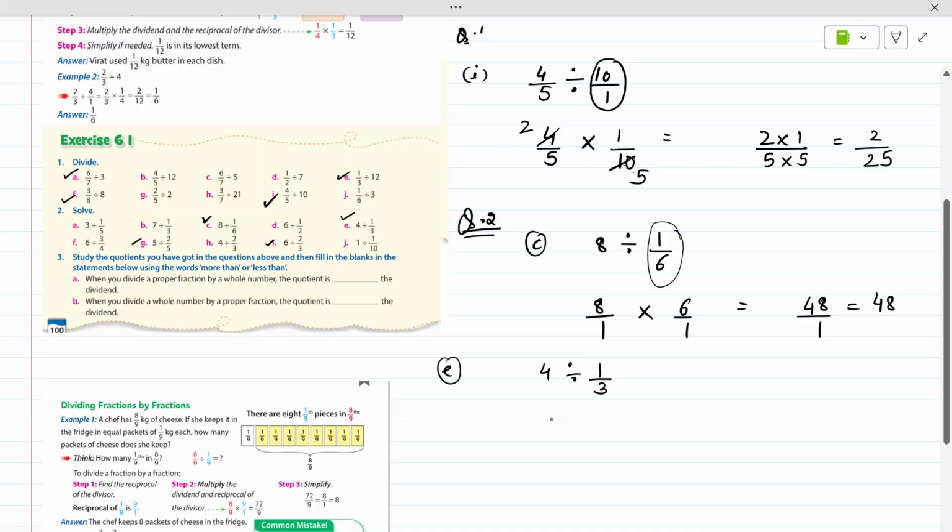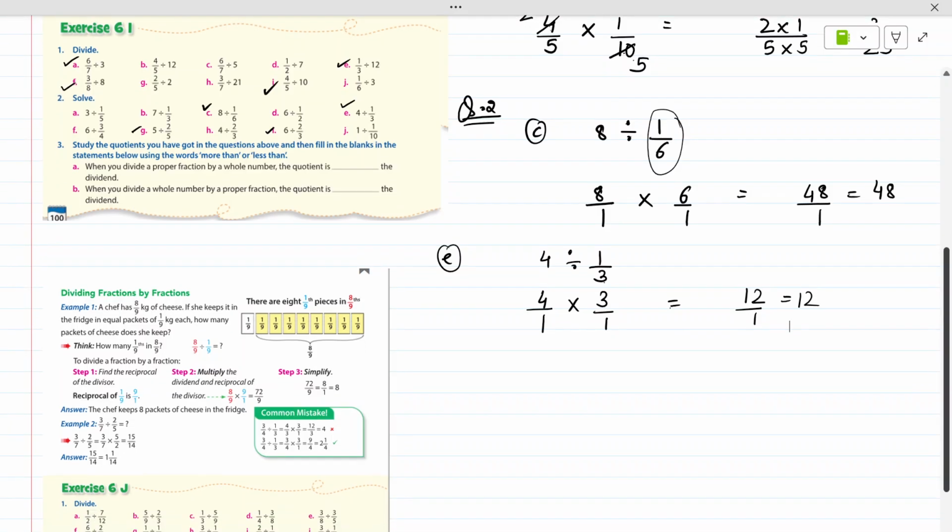Similarly, we can do, let me pick 4 divided by 1 by 3, E part. So here we have 4 by 1, change division to multiplication, 1 by 3 will become 3 by 1, and simple multiplication, this will be 12 by 1, which is equal to 12. Right? So kids, understand this, that whenever we change the division to multiplication, always take the reciprocal of the divisor.